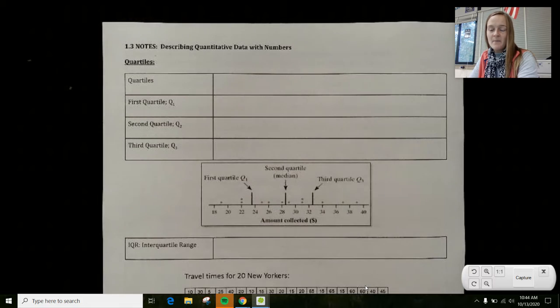Today we're going to be learning about median, quartile, upper quartile, lower quartile, finding outliers mathematically, and then we're going to be finishing off with making box plots.